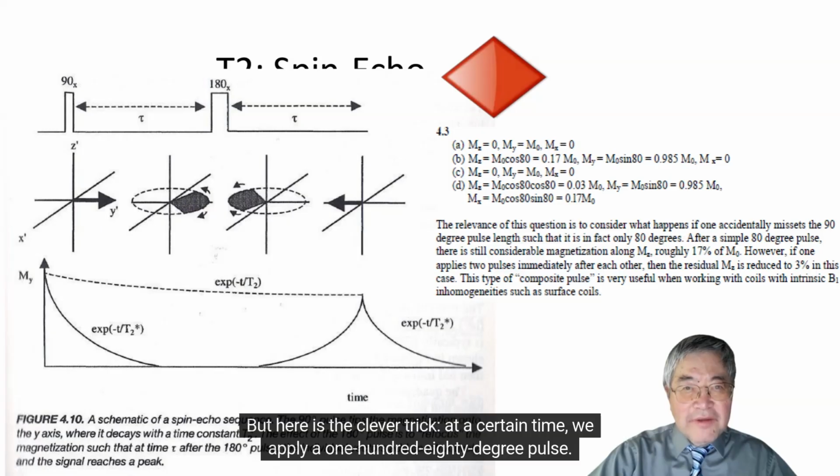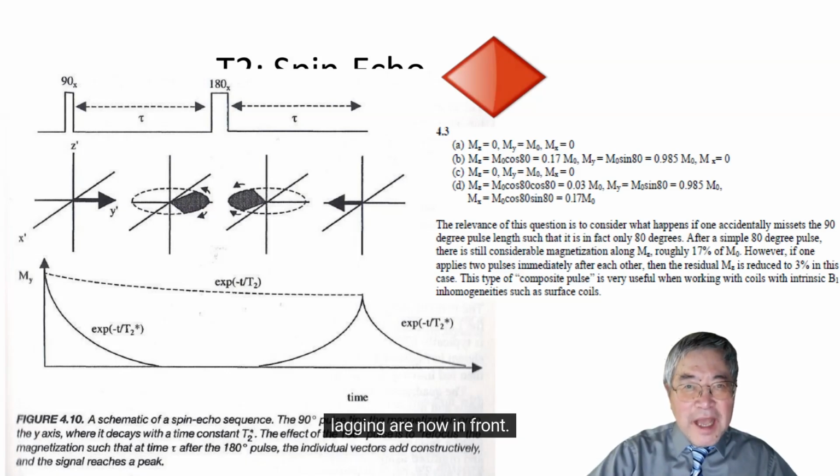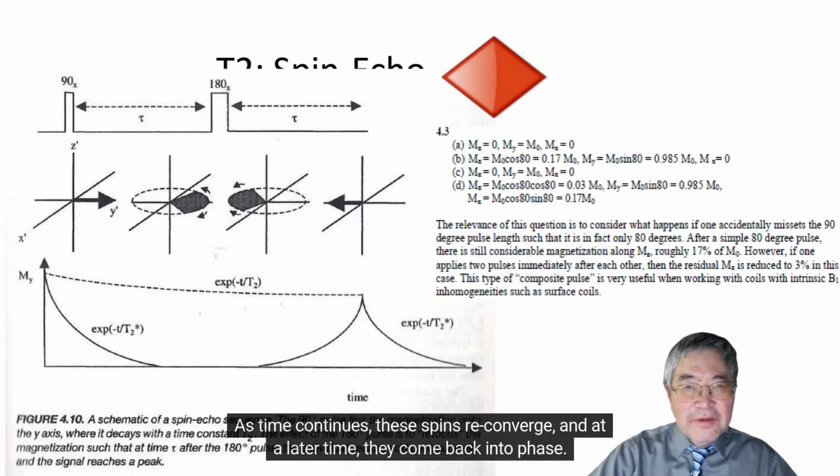But here is the clever trick. At a certain time, we apply a 180-degree pulse. This flips all the spins over so that the ones that were leading are now behind, and the ones that were lagging are now in front. As time continues, these spins reconverge, and at a later time they come back into phase.